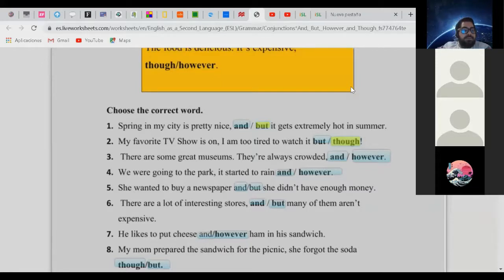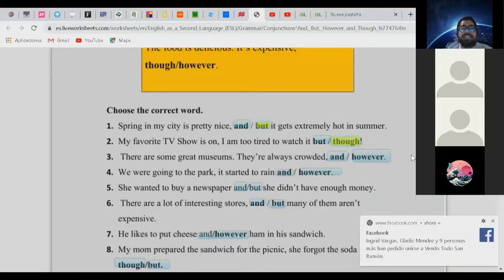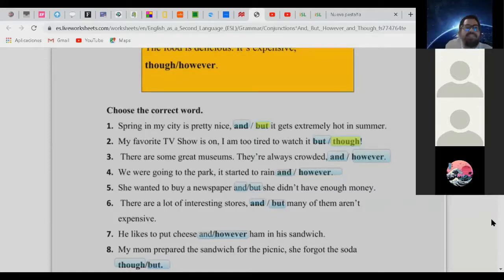Guys, this one, only with the order you get it. However. Yes. Exactly. Because, and remember that it's always in the middle of two sentences, right? Yes. However, we're making a contrast. Exactly. So there are some great museums, right? They are always crowded, however. Or there are some great museums. However, they're always crowded. Sin embargo, right? Great, guys.